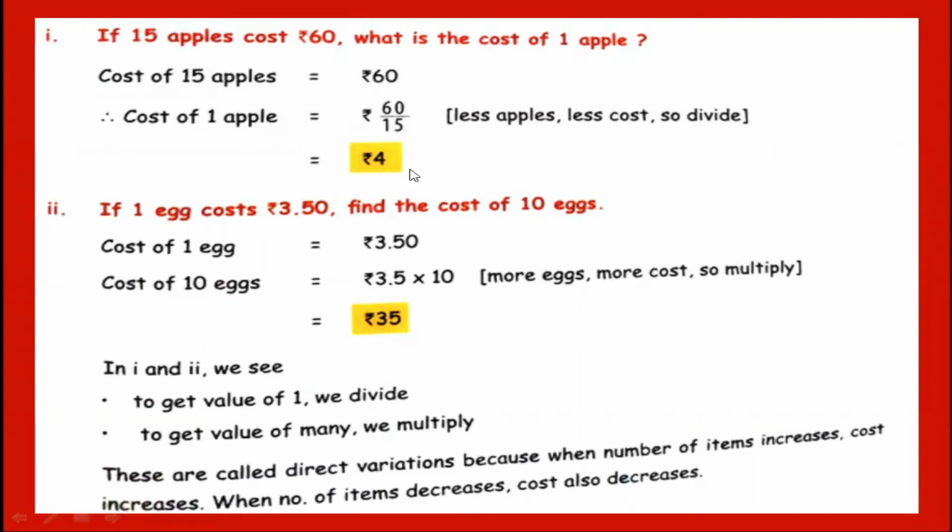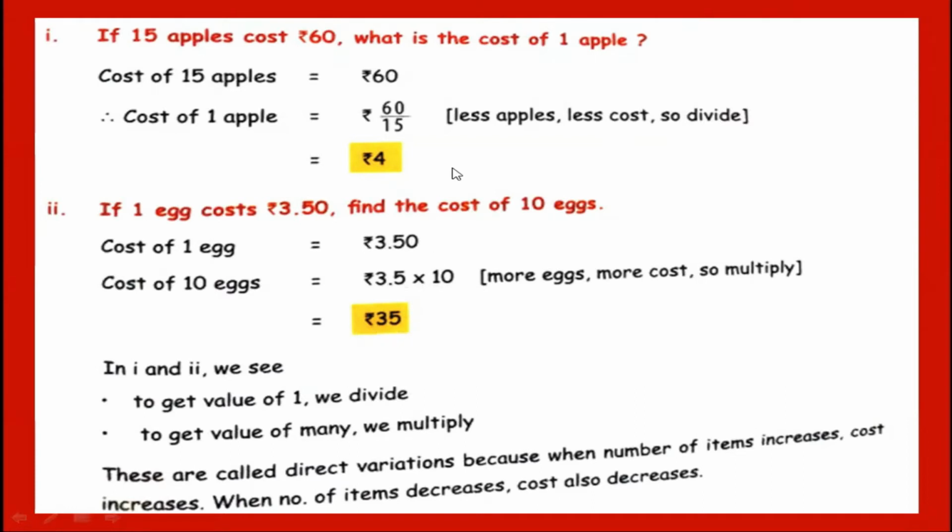Now example 2. If 1 egg costs rupees 3 rupees 50 paise, find the cost of 10 eggs. Cost of 1 egg equals 3 rupees 50 paise. Cost of 10 eggs equals 3 rupees 50 paise into 10. Here what we are doing? More eggs, more cost. So we do multiplication. So 3.5 into 10 is equal to 35. So the total cost of 10 eggs is rupees 35.